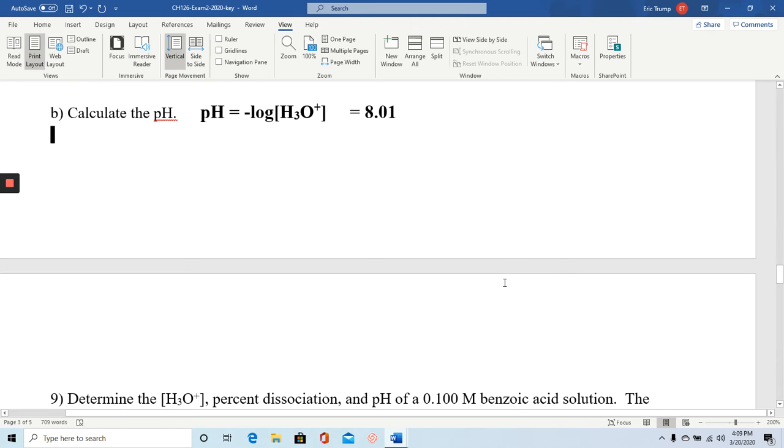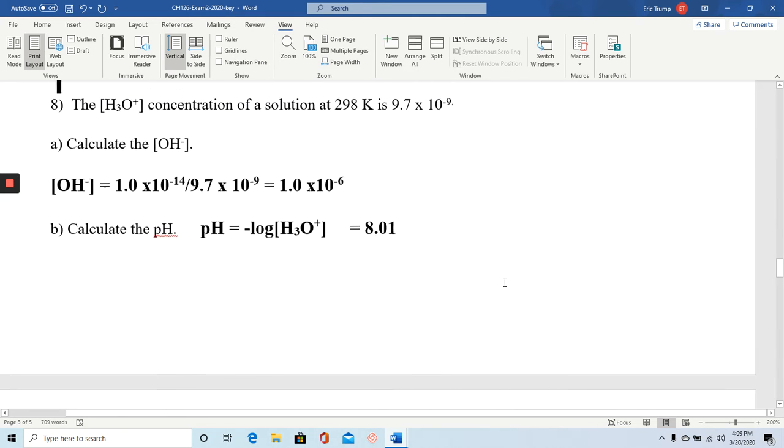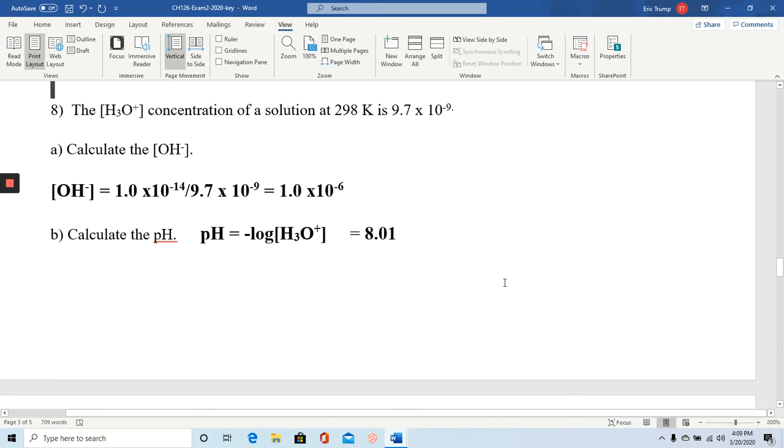Okay, question number 8. Hydronium concentration of a solution at 298 Kelvin is 9.7 times 10 to the minus 9th. Okay, so to calculate the hydroxide, we would take Kw, which is 1 times 10 to the minus 14th, divided by our hydronium. And so that would be 1.0 times 10 to the minus 6th. Okay, the pH is minus the log of the hydronium, so that's 8.01.